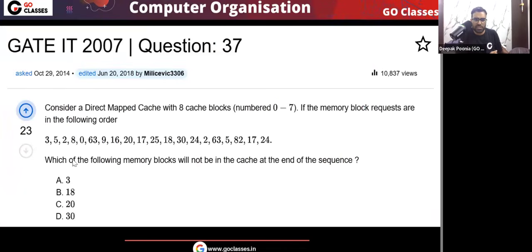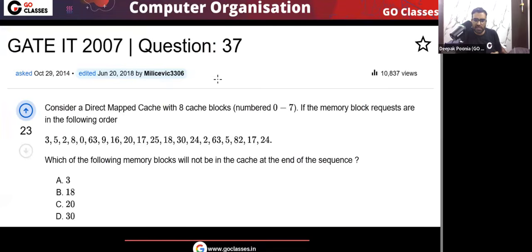Let's solve a GATE 2007 question. Consider a direct mapped cache with 8 cache blocks, 0 to 7. So basically, there are a total of 8 lines in the direct mapped cache. If the main memory block requests, these are the block numbers, remember, these are not the addresses.